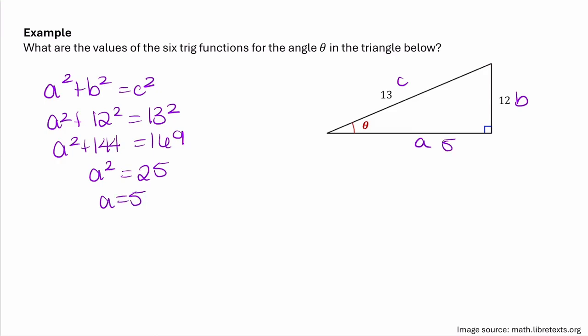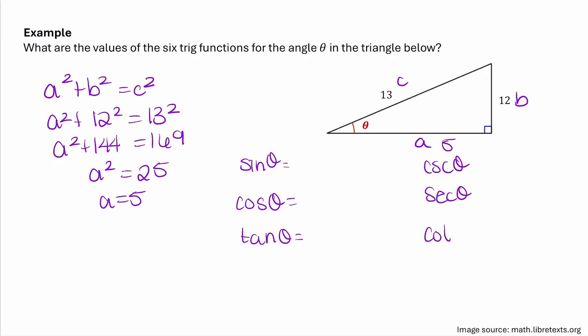So let's now go ahead and find all of the missing trig functions. I'm just going to list them all out. I have sine theta, cosine theta, tangent theta. And then I have the reciprocal functions, which are cosecant theta, secant theta, and cotangent theta. Sine theta is going to be opposite over hypotenuse, so I have 12 over 13. Cosine is going to be adjacent, so remember the adjacent side is 5, so I have 5 over the hypotenuse, which is 13. Tangent is opposite over adjacent, so I have 12 over 5.